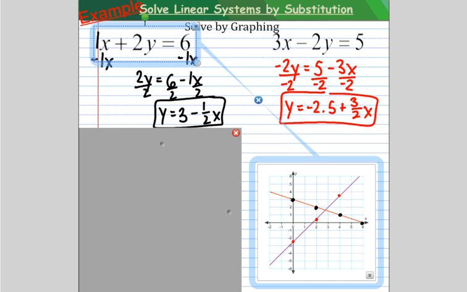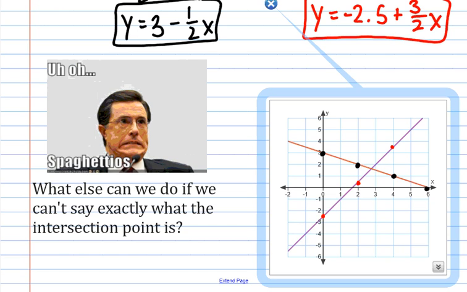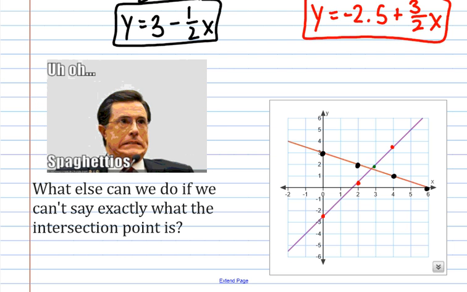You'll notice we got an issue here, right? If I ask you where those two lines cross, what do we do if two lines don't cross at a nice intersection? Like we're going to have to estimate with decimals. So what else can we do if we can't say exactly what the intersection point is? Well, we need a new tool.